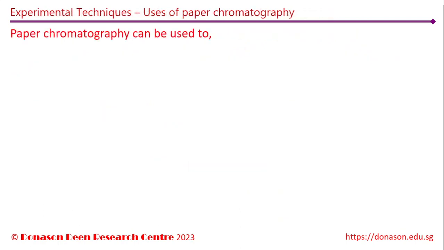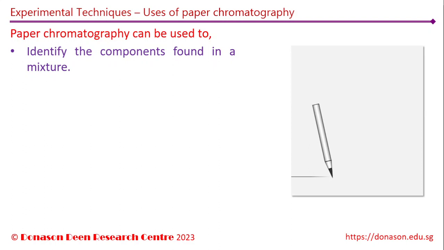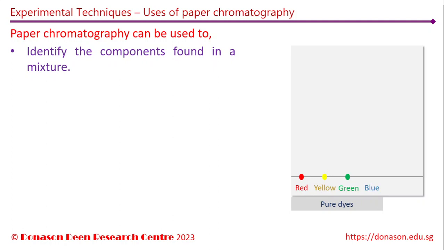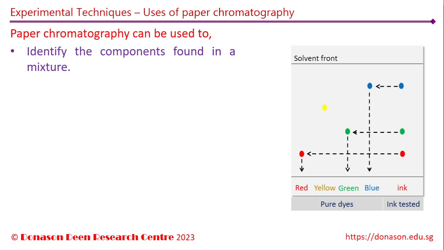What are the uses of paper chromatography? Well, paper chromatography can be used to identify the components found in a mixture. Let us say in this chromatography, we use 4 colored pure dyes such as red, yellow, green, and blue in order to test the composition of the dyes in an ink. All the dots are placed on the baseline, and the chromatogram is developed using a suitable solvent to obtain the result shown. What are the dyes that had been used to make the ink? As we can see, the ink is made from mixing red, green, and blue dyes. We can also see that the ink does not contain the yellow dye.